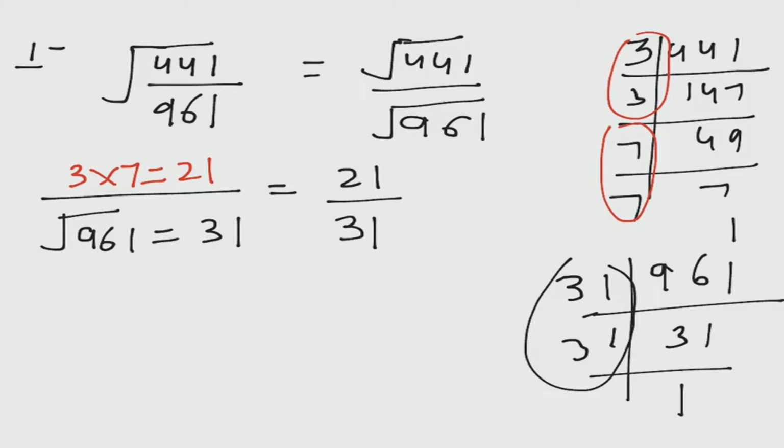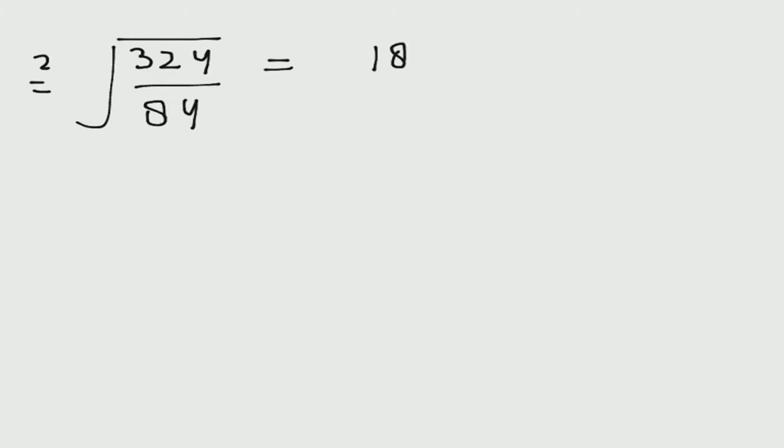So let's take one more example. Here we have to find the square root of 324 by 841. Any method we can use. Clearly we know 324 is the square of 18 and 841 is the square of 29. So our answer will be 18 by 29. Here I am not explaining long division and prime factorization because I already explained them in my previous videos, and for that you can check the link in my description.